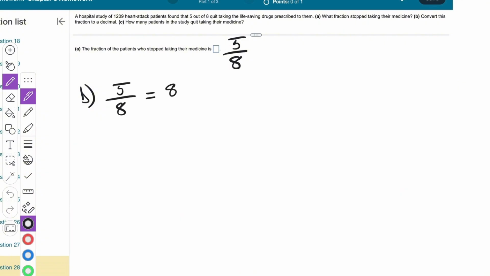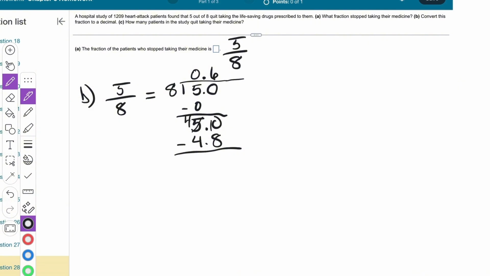Okay, so you take your denominator, and then because 8 does not really go into 5, we can just start with the 0 and the decimal, and then we get 0. We end up with 5. And then 8 goes into 50, right? Don't forget your decimal right there. 8 goes into 50 6 times. And so 0.6 times 8 is 4.8. We get, let's borrow. So we get 0.2.